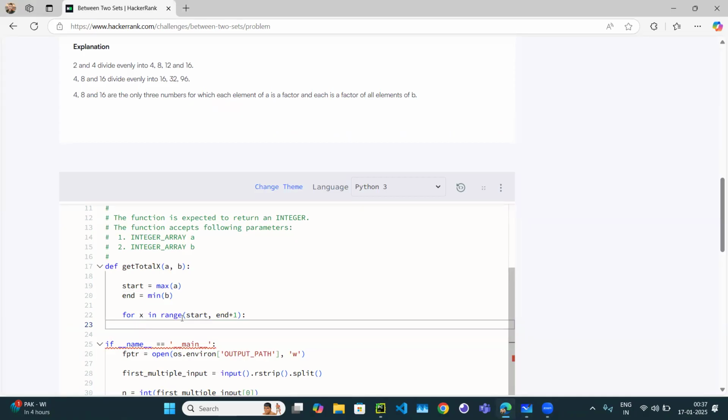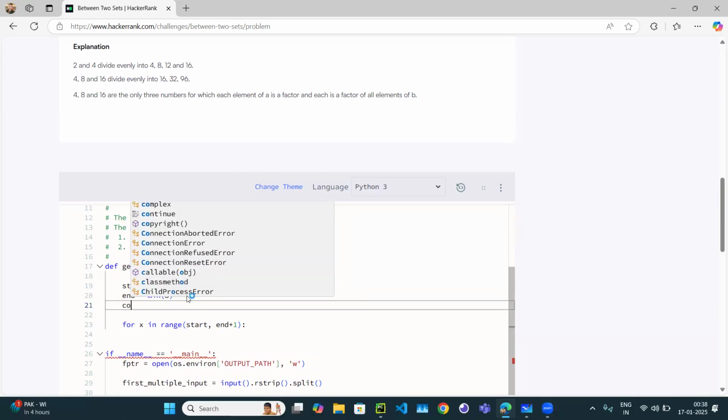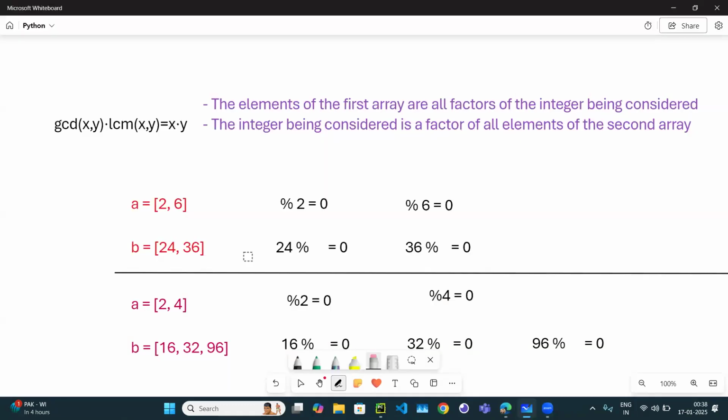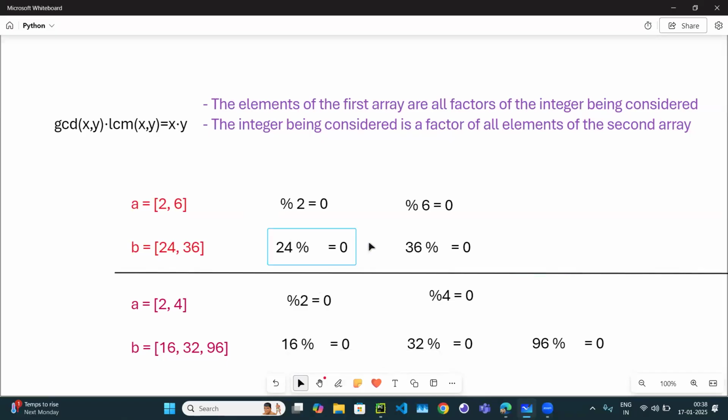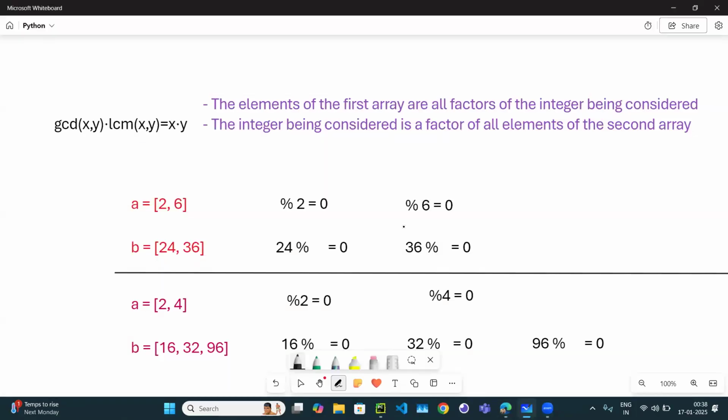And let the count be 0. Count should be outside. Count will be 0, because we have to find the number of integers. Okay, so we will start from the start. Let's suppose we pick one integer, so we have to start from 6, because the maximum of a is 6, we will start from 6.